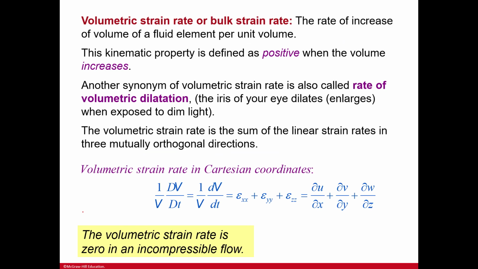Volumetric strain rate, or bulk strain rate, is the rate of increase of volume of a fluid element per unit volume. So it's a kinematic property that's defined as positive when the volume increases, and another synonym for volumetric strain rate is the rate of volumetric dilation. So the irises in your eye dilate, or enlarge, when exposed to dim light. And just a note here, the volumetric strain rate is 0 in an incompressible flow.